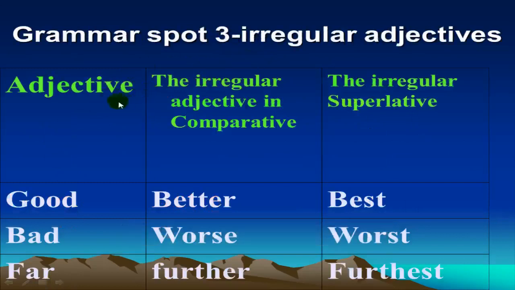Irregular adjectives. Some adjectives are irregular. They don't follow the rule. We don't put ER or EST. Good: I should say gooder and goodest? But no. Good, better than, the best. Bad, worse than, the worst. Far, further than, the farthest.